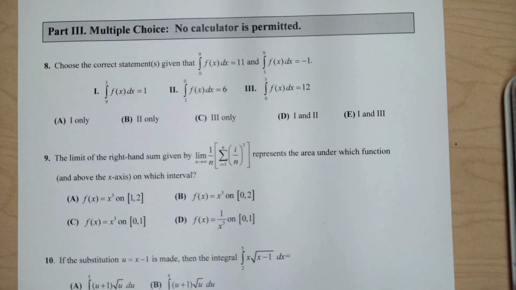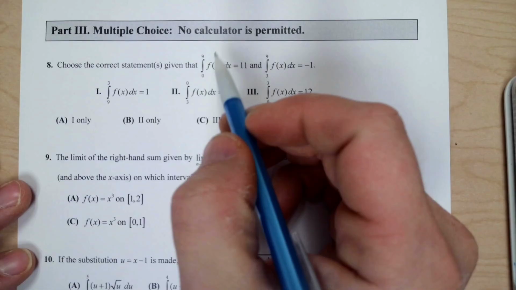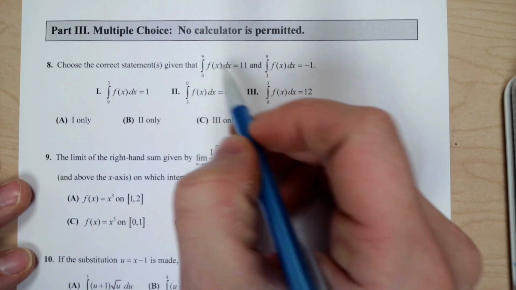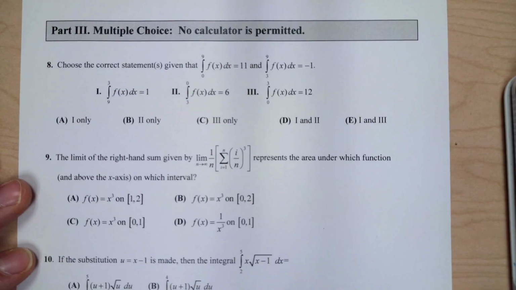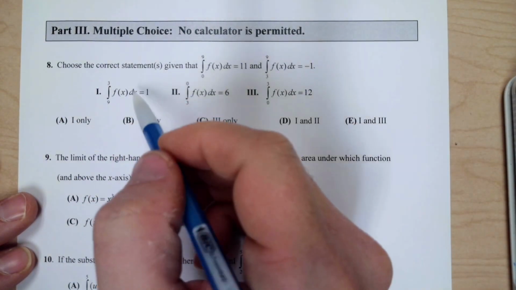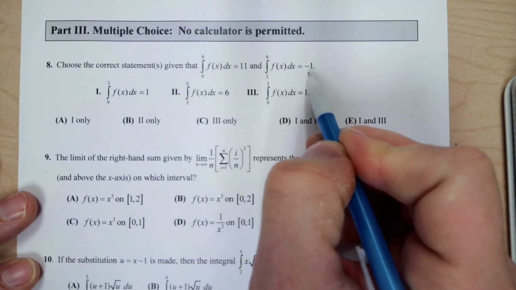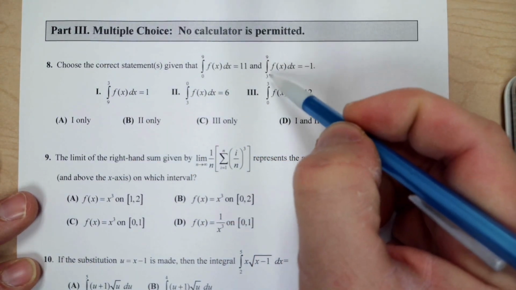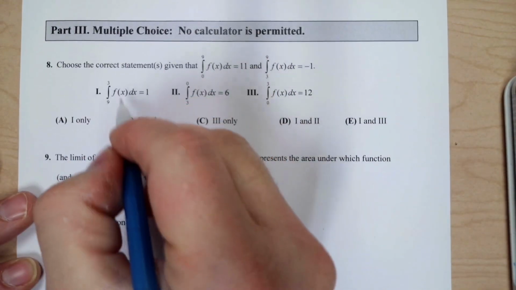All right, this is the portion of the review that is no calculator. So it says that the area under F from 0 to 9 is 11, and then from 3 to 9 is negative 1. It wants to know which of these is correct. Okay, so right off the bat, if 3 to 9 is negative 1, then if I switch the order of these, that would be backwards, negative 1, so that is true.